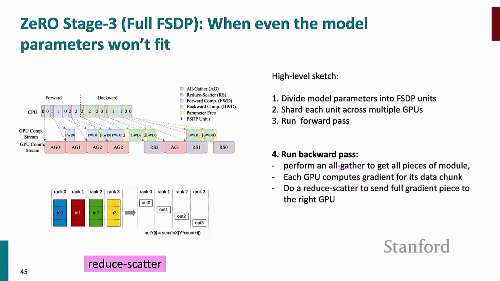And then you start the backward pass. In the backward pass, it's a little bit tricky because you want to do these all-gather operations to get the full gradient. So let's say it's a 10-layer neural network. You want to compute the full gradient at layer 10. You need to do an all-gather operation to get all of the parameters at layer 10. And then you have to do a reduce-scatter.